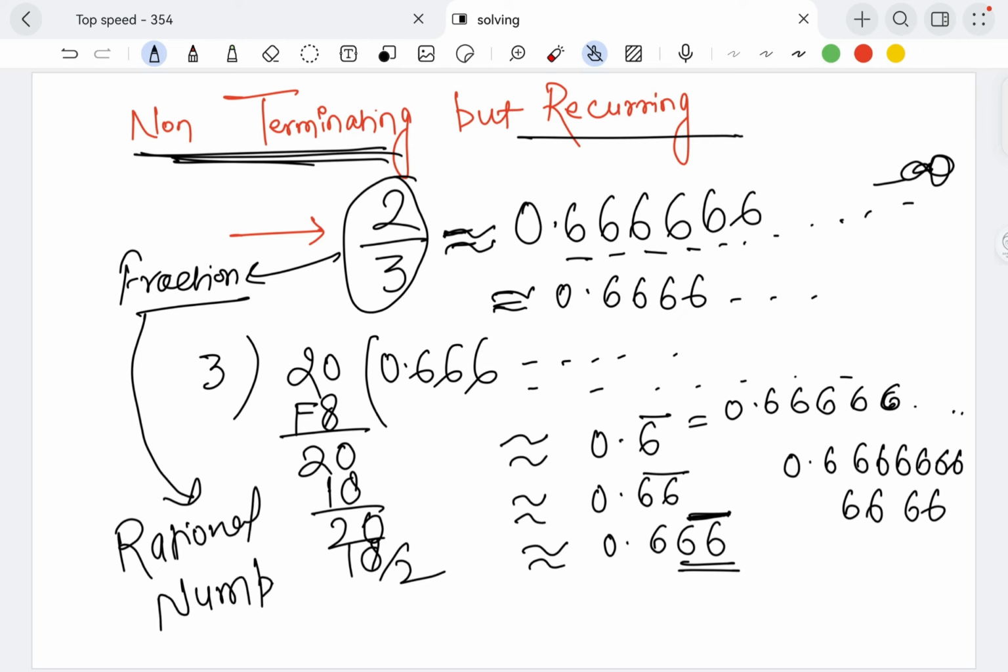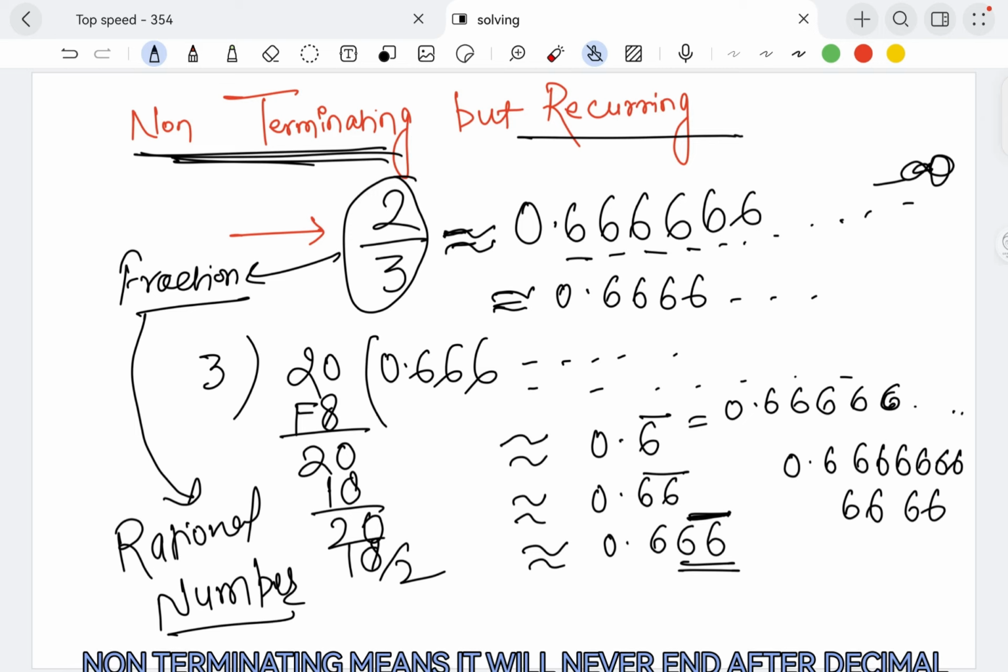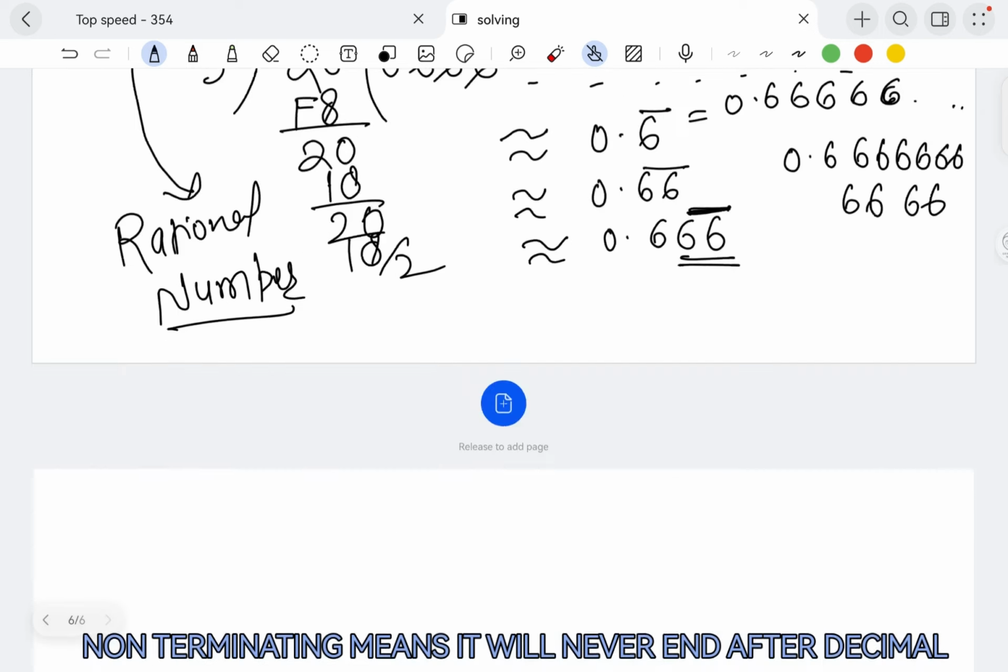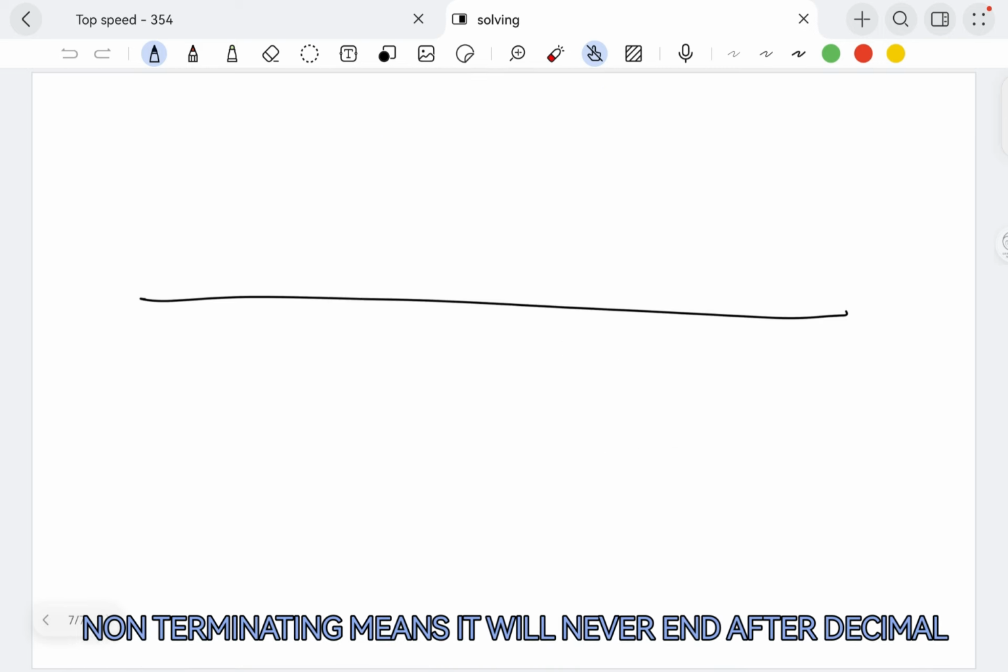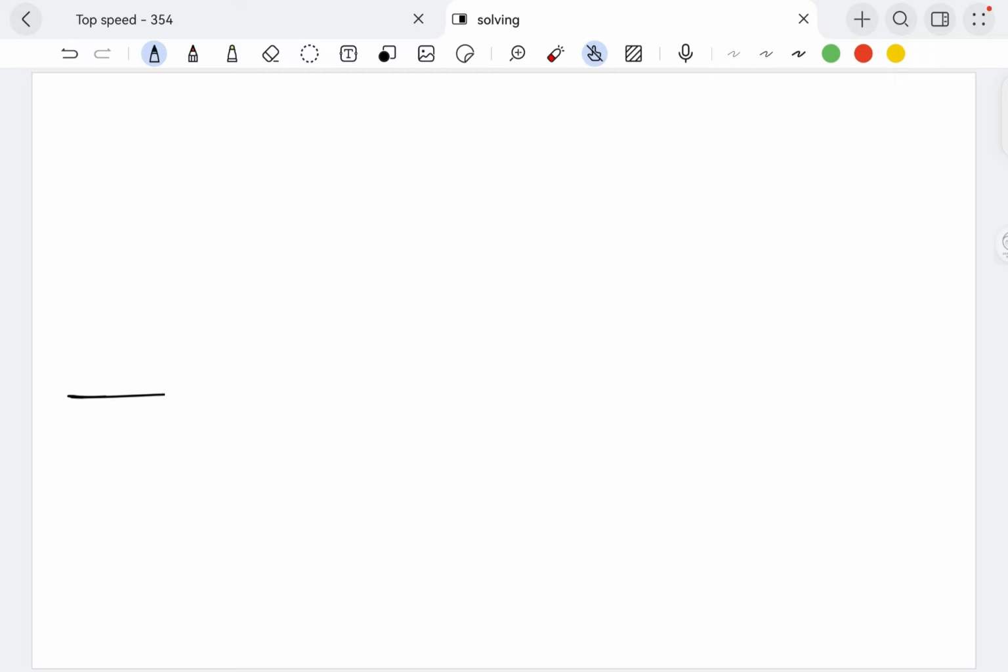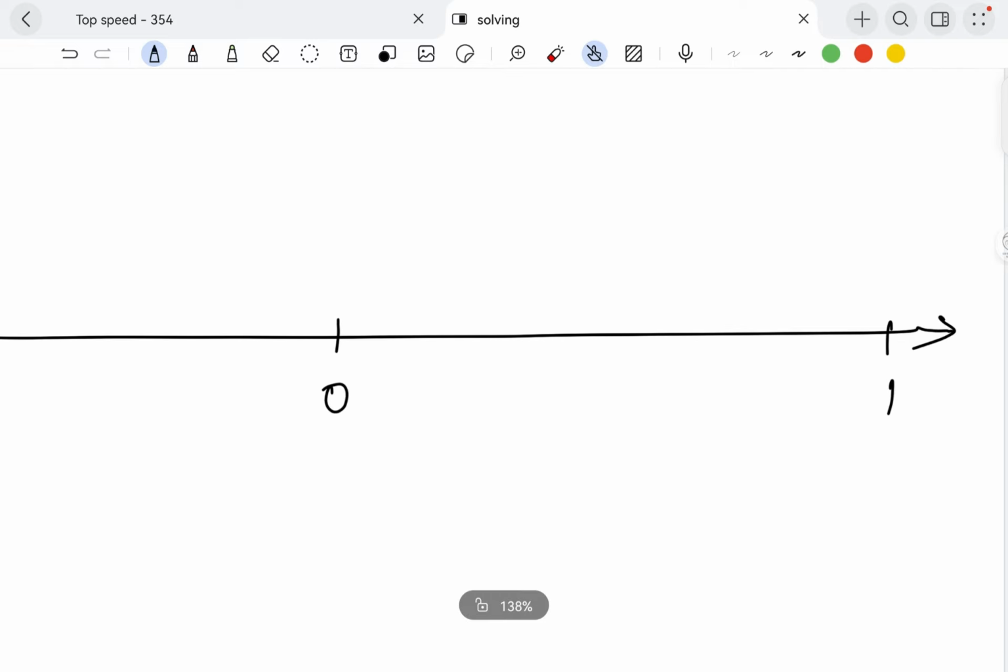Now the point is, you may ask me a question, Mr. Abhishek, whether I can plot this on a real number line. Yes, we can plot this on a number line. So let us make a number line, and let us zoom a bit. Let us make one here, and I have further zoomed it.